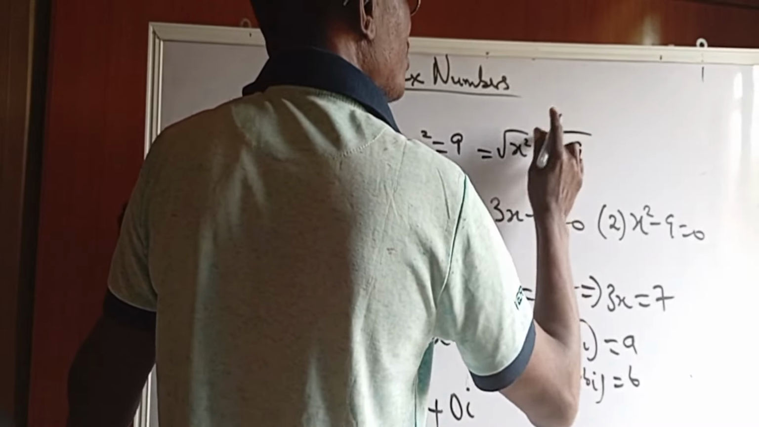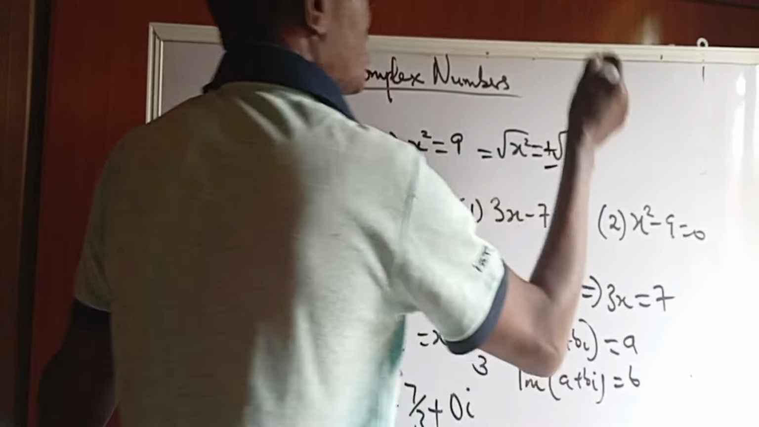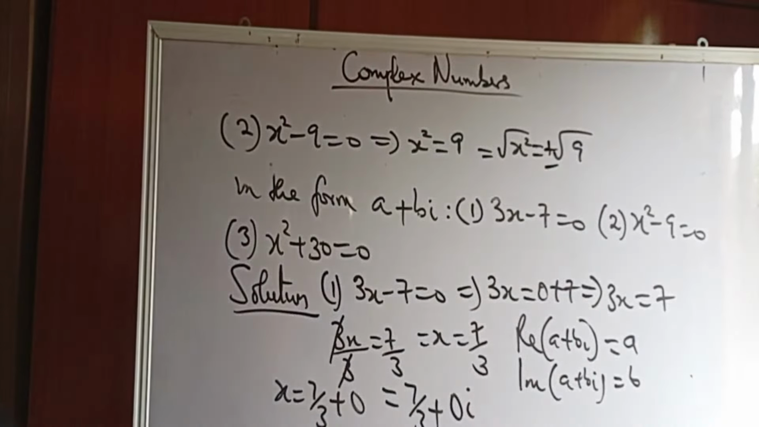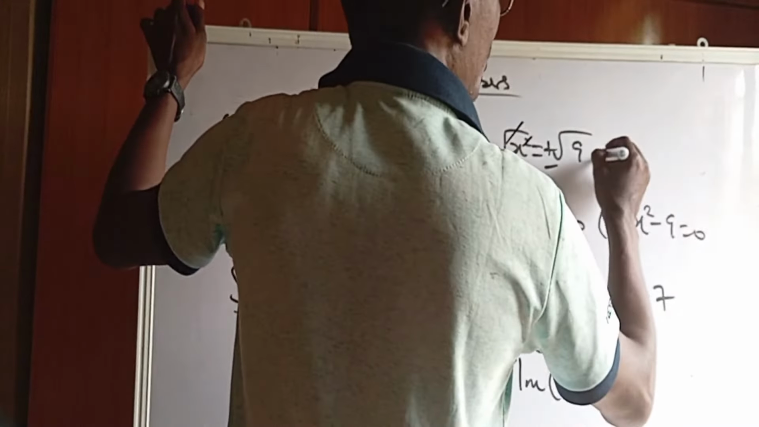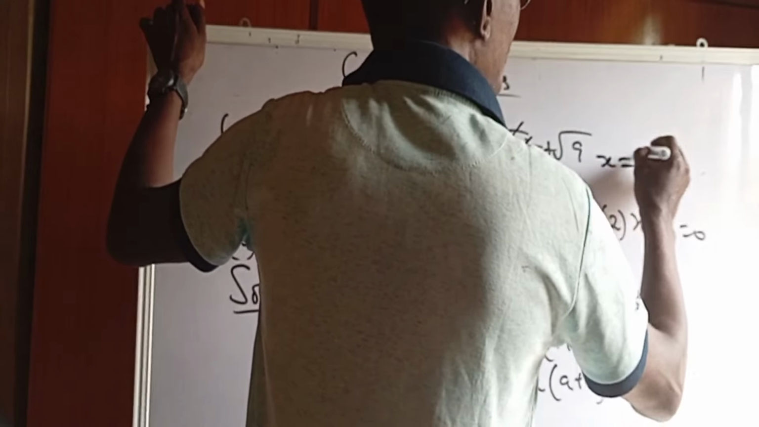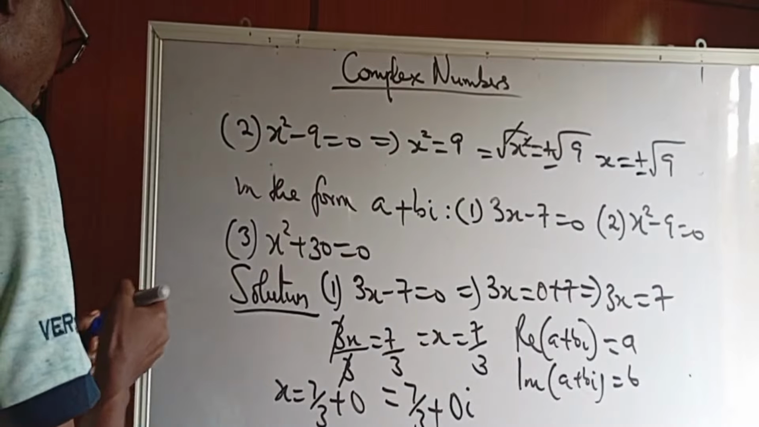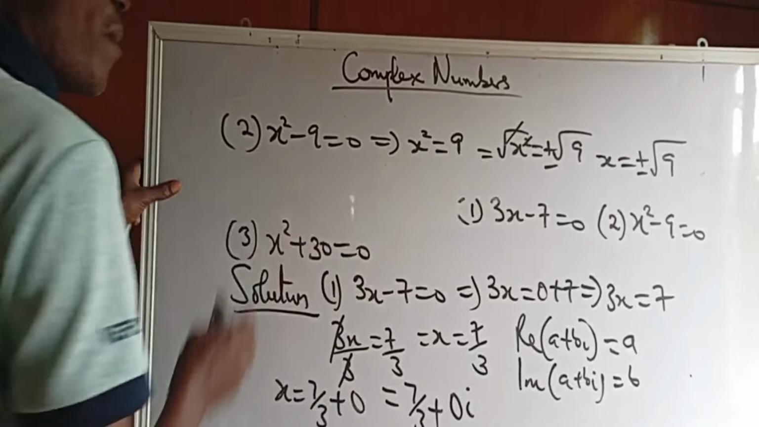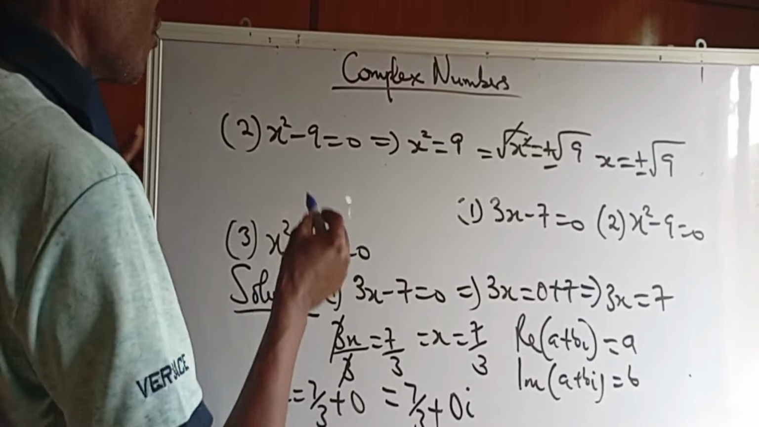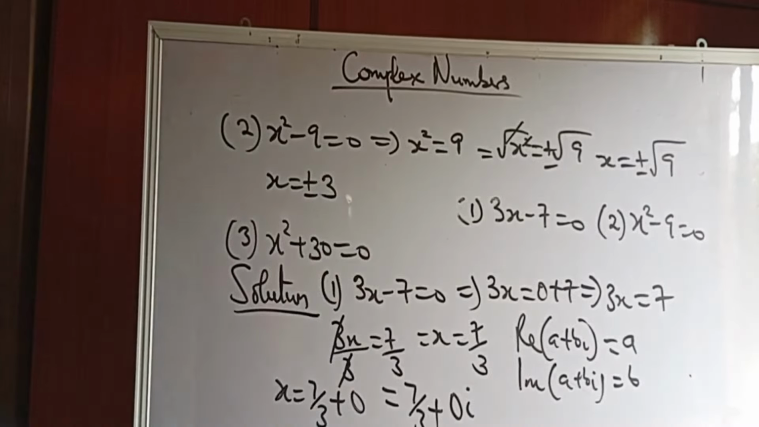But remember, the square root of 9 should be plus or minus, because the square root of 9 could be plus, could be minus. So what is the square root of x squared? We cancel the square and the square root out. So you have x is equal to plus or minus square root of 9. And what is the answer to plus or minus square root of 9? x is equal to plus or minus 3.